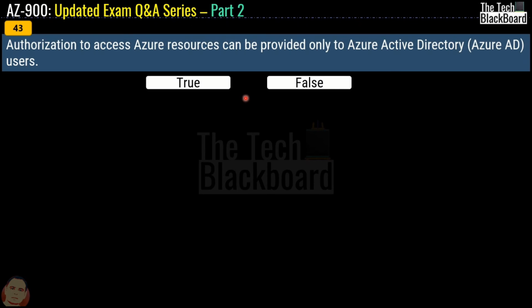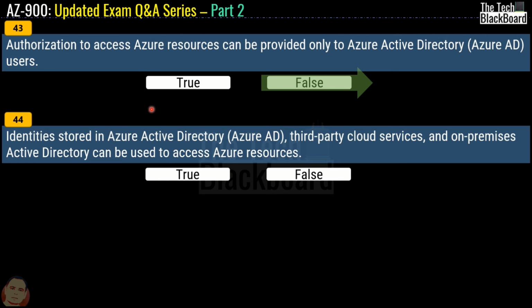Now let's move to question number 43, and this is a true false or yes no kind of question. The question says that authorization to access Azure resources can be provided only to Azure Active Directory or Azure AD users. You have to tell whether it's a true statement or a false statement. The correct answer for this one is it's a false statement. Quickly jumping to question number 44, identities stored in Azure Active Directory, Azure AD, third-party cloud services, and on-premises Active Directory can be used to access Azure resources. The correct answer for this one is false.